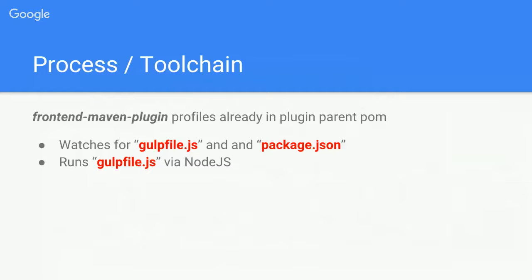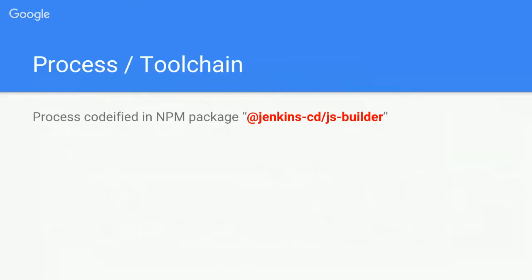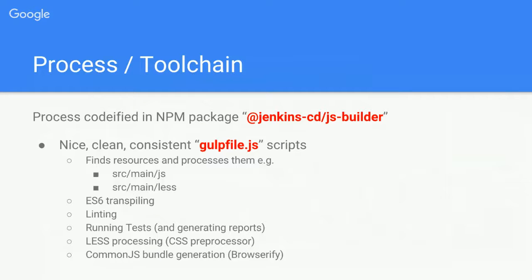Okay, so it watches for a thing called a gulpfile.js, which is the gulp script to build the JavaScript components and generate the artifacts, and it runs the tasks in that. And then, instead of having gulpfiles and gulp processes, we found that we were repeating the same sort of process over and over, and we codified the whole build process that we're using into an NPM package of our own called Jenkins JS Builder. Basically the end result is that in your plugin you end up with a nice, really concise gulpfile.js, and in some cases in Blue Ocean, we've basically just got one line in it, which is to load the actual JS Builder.